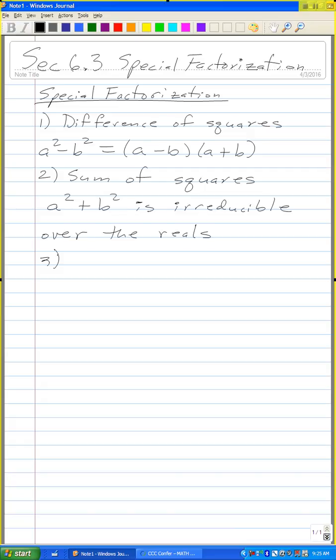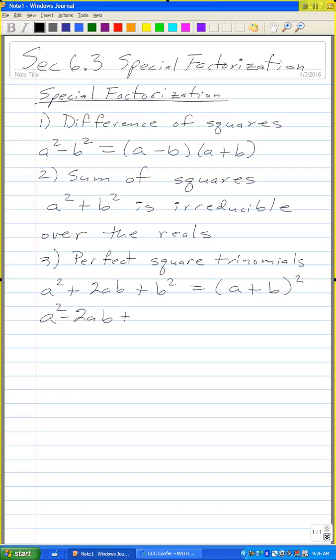3. The perfect square trinomials. A squared plus 2ab plus b squared can be factored into a plus b quantity squared, and a squared minus 2ab plus b squared can be factored into a minus b quantity squared.